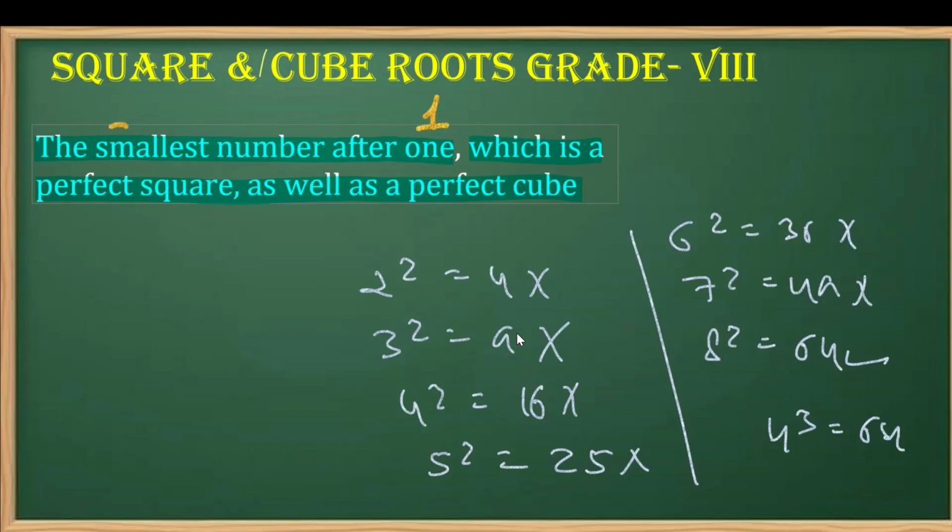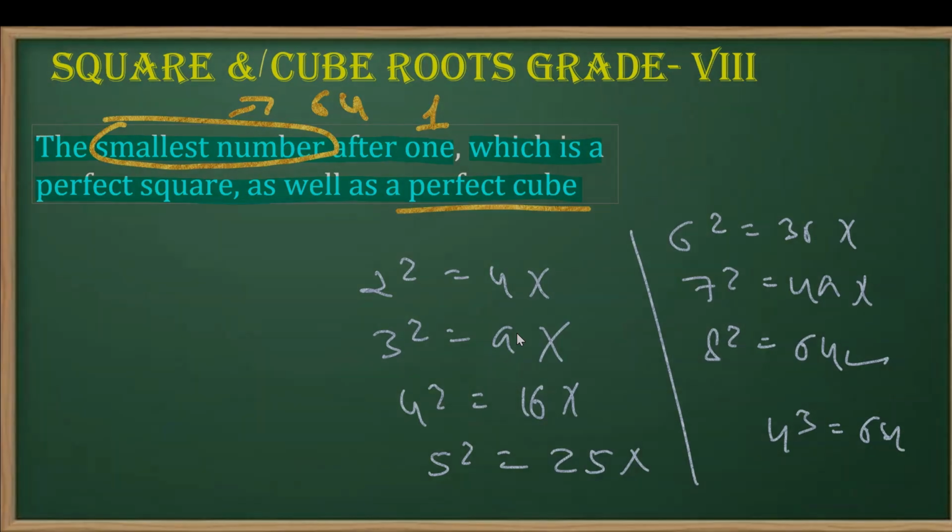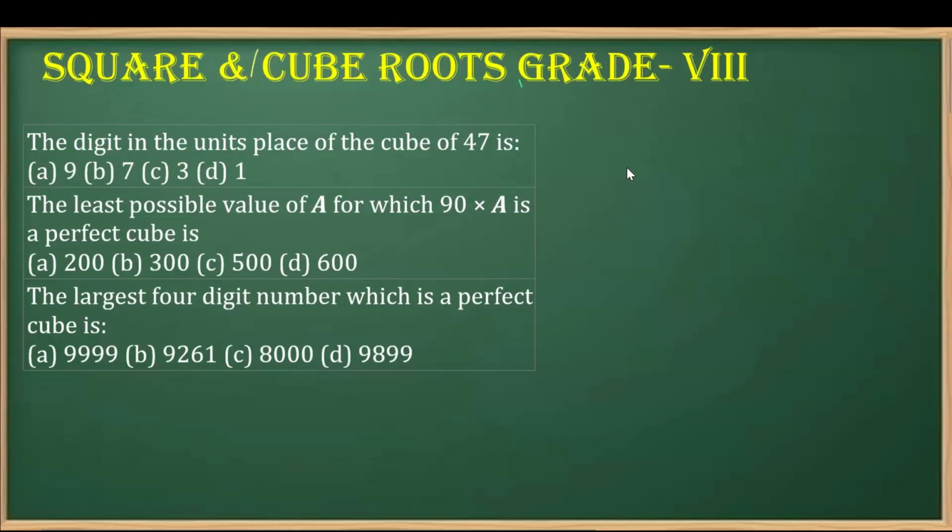After 1, the smallest number. There are more numbers, but we have to look for the smallest number which is a perfect square as well as a perfect cube. So 64 is the correct answer. Next, I have taken 3 MCQs over here.